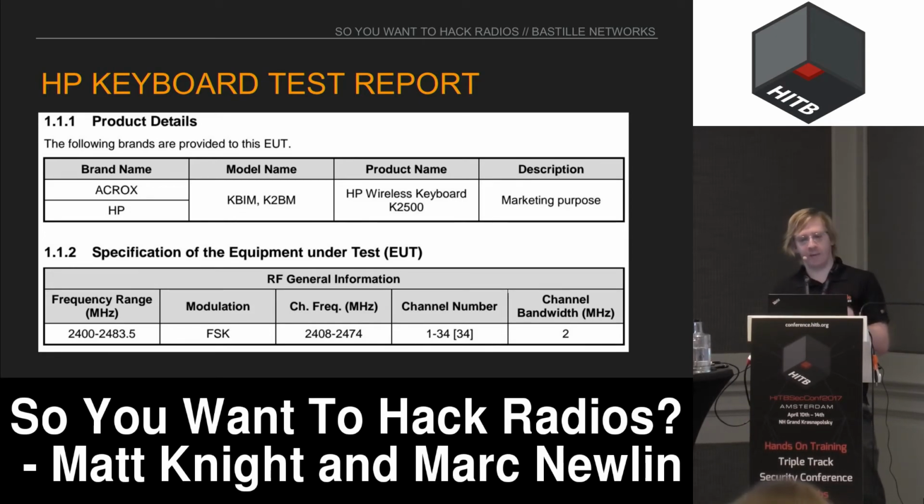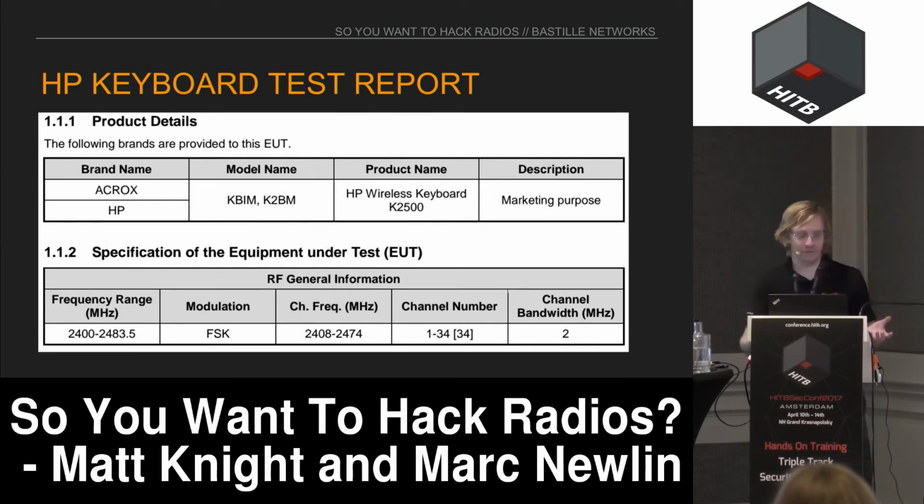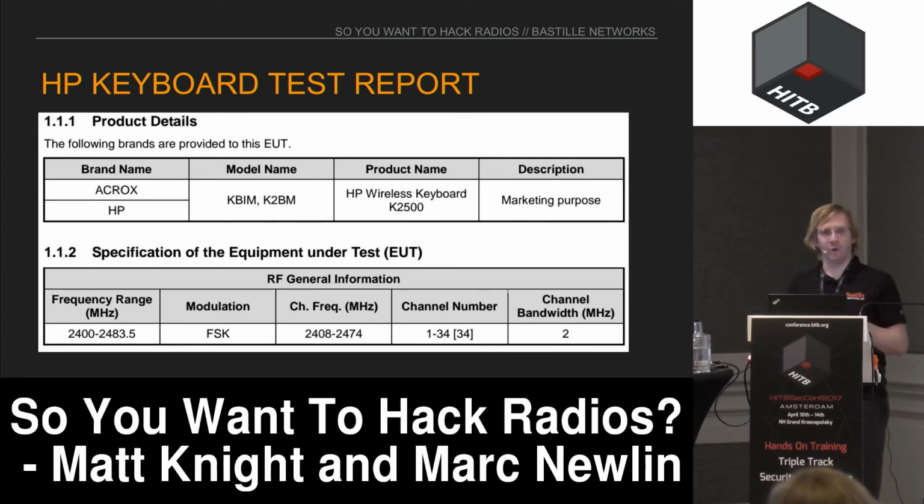So we still see FSK modulation, but this tells us a 2 megahertz channel bandwidth, which is compatible with the 1 megabit data rate, but can provide some ambiguity. But the big problem is it says 34 channels, whereas the dongle said 78 channels. But we can at least say that it's going to be a 1 megabit data rate, it's going to be in the 2.4 ISM band, and it's going to be FSK modulation.